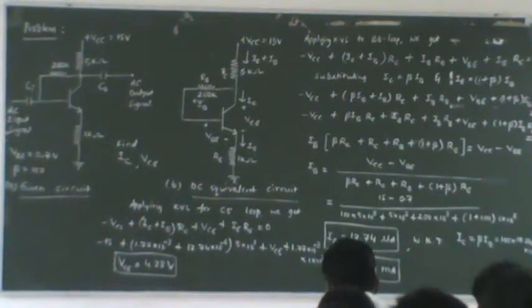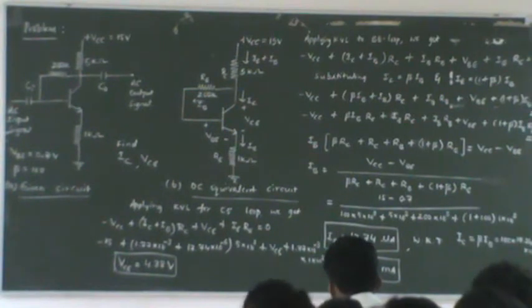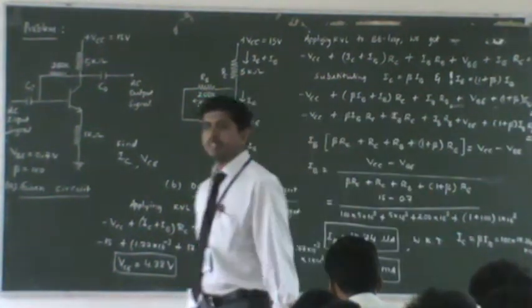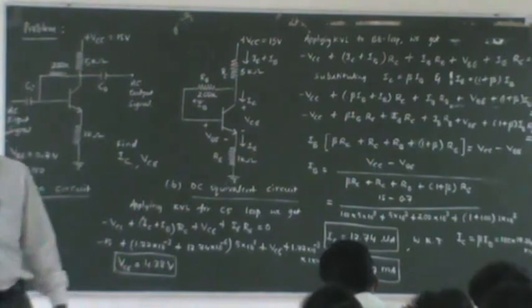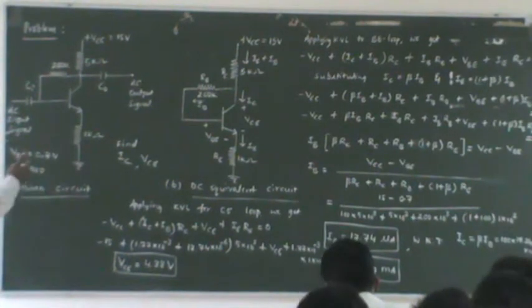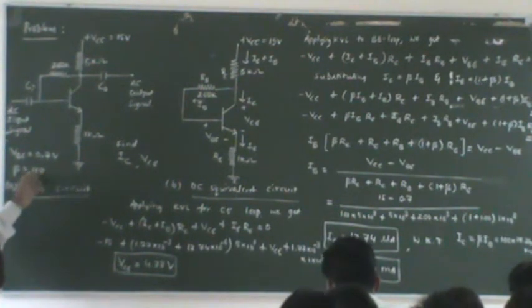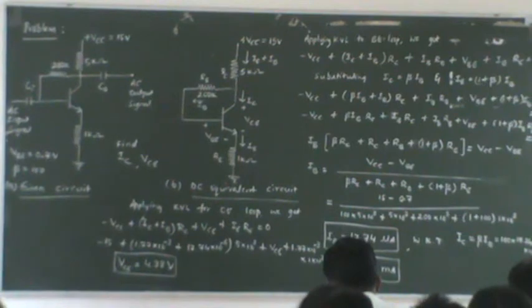4.3 volts. All of you got this answer? Next is what we can find out next. The problem states that beta is increased by 50%. You compute 50% of beta and add it to the old value of beta. The old value of beta is 100, 50% of this becomes 50, and this gives 150. The new value of beta is 150.